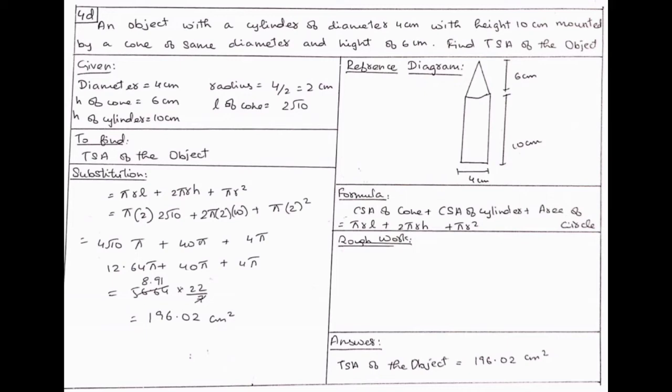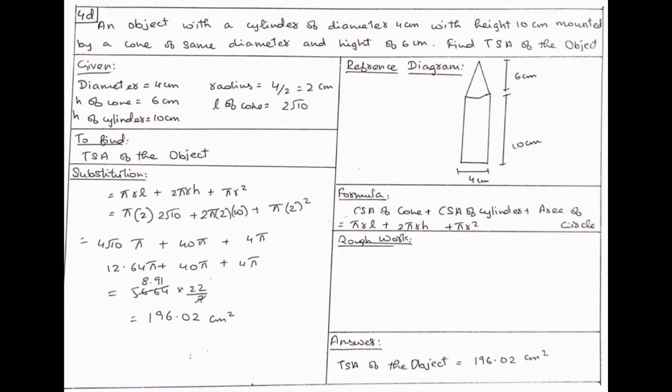Alright, so you can look at the reference diagram, and the formula will be CSA of cone plus CSA of cylinder plus area of circle, because we add the area of the circle as there's a base for the object. So we substitute it and we get pi into 2 root 10 plus 2 pi into 2 into 10 plus pi into 2 square. And I get 4 root 10 pi plus 40 pi plus 4 pi, and we substitute everything and we get 196.02 centimeter square.